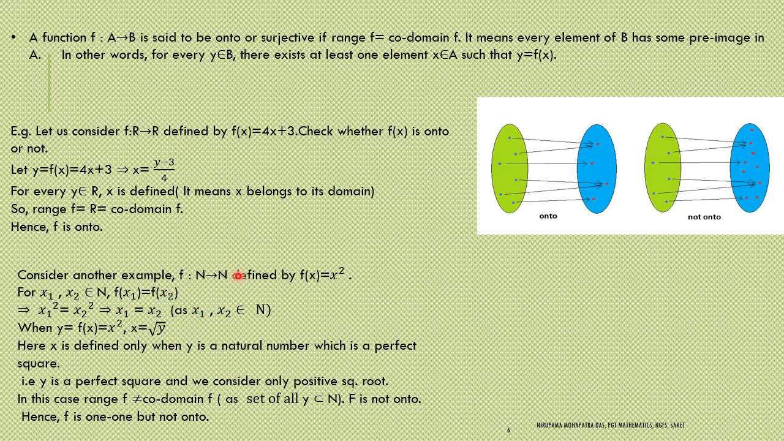And the function can be onto or not. Let's check. If it is real number to real number, we take x equal to under root y. Right? But y cannot be negative, because whenever you take y negative, the square root of a negative number is not real. So in that case, x will not be a real number. So that function will not be onto also.